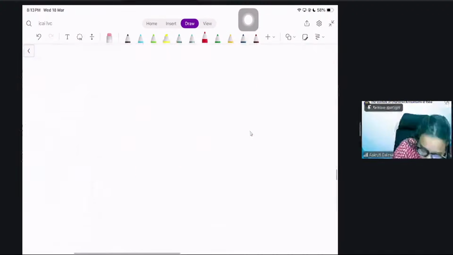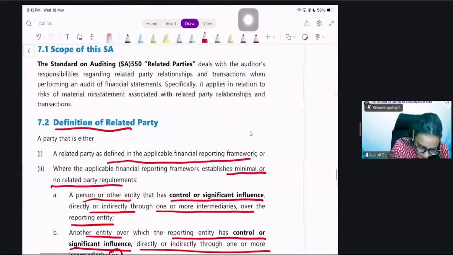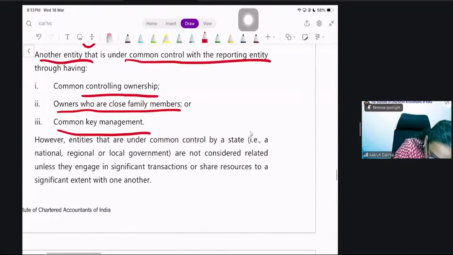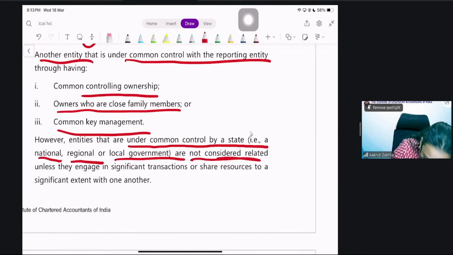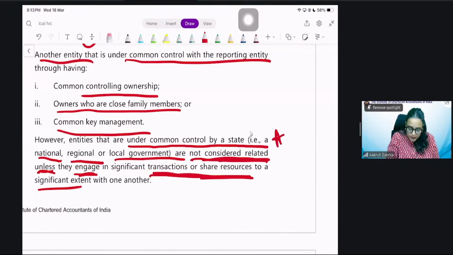Please remember this diagram. You can remember the whole definition. Someone I control, someone who controls me, and someone who's controlled by a common person. That is a related party. However, entities that are under common control by a state, national, regional, or local government are not considered related parties unless they engage in transactions or share resources which are significant. Please remember this for MCQ.